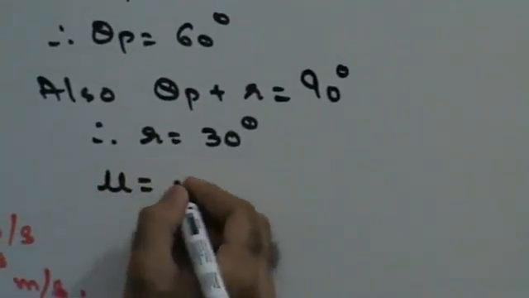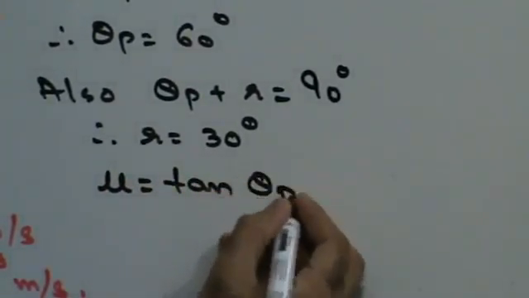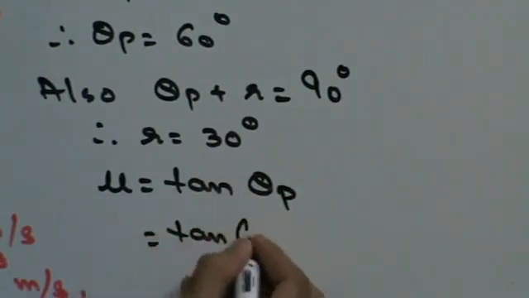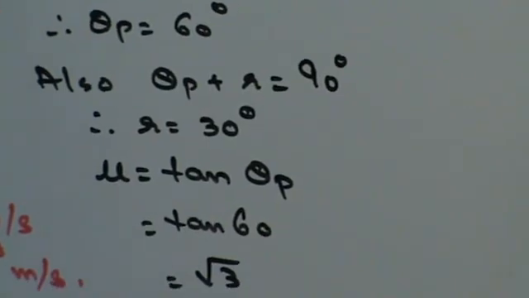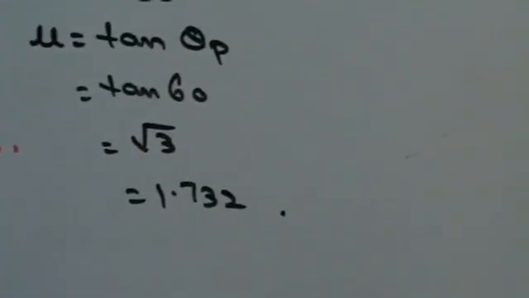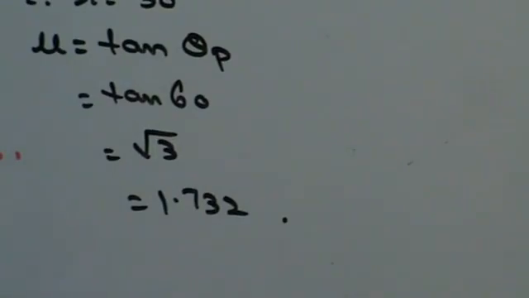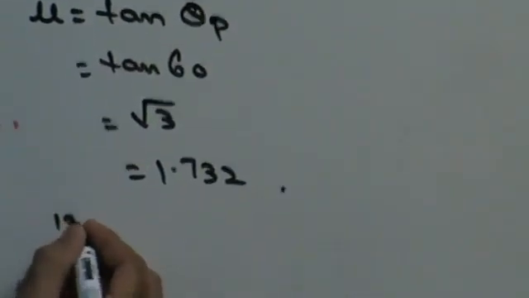Next, they have also asked you to find the refractive index of the medium. Refractive index is tan of the polarizing angle. So tan 60 is root 3, which is 1.732. So your refractive index of the medium is 1.732. Next, take down the next sum please.